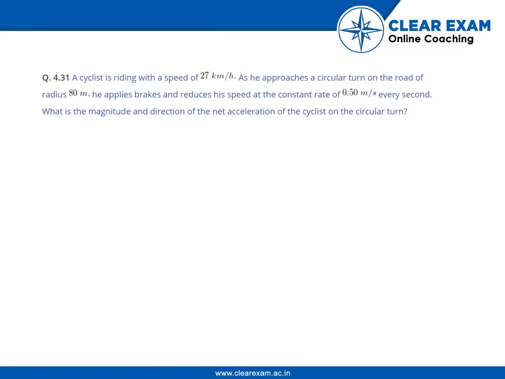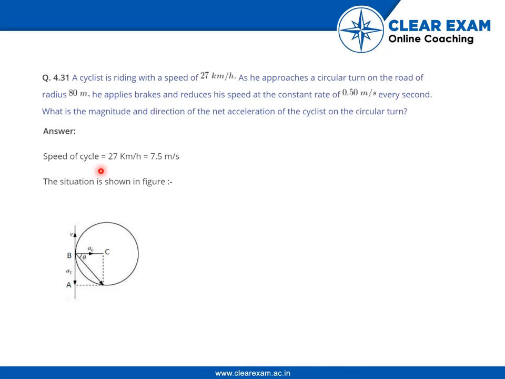So the question is, a cyclist is riding with a speed of 27 km per hour. As he approaches a circular turn on the road of radius 80 meter, he applies brakes and reduces his speed at the constant rate of 0.5 meter per second every second. What is the magnitude and direction of the net acceleration of the cyclist on the circular turn?